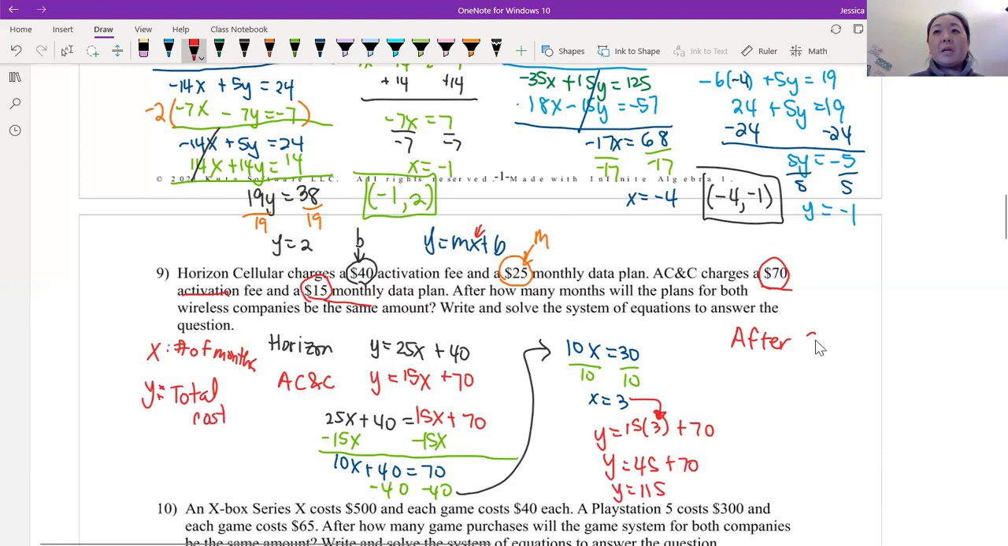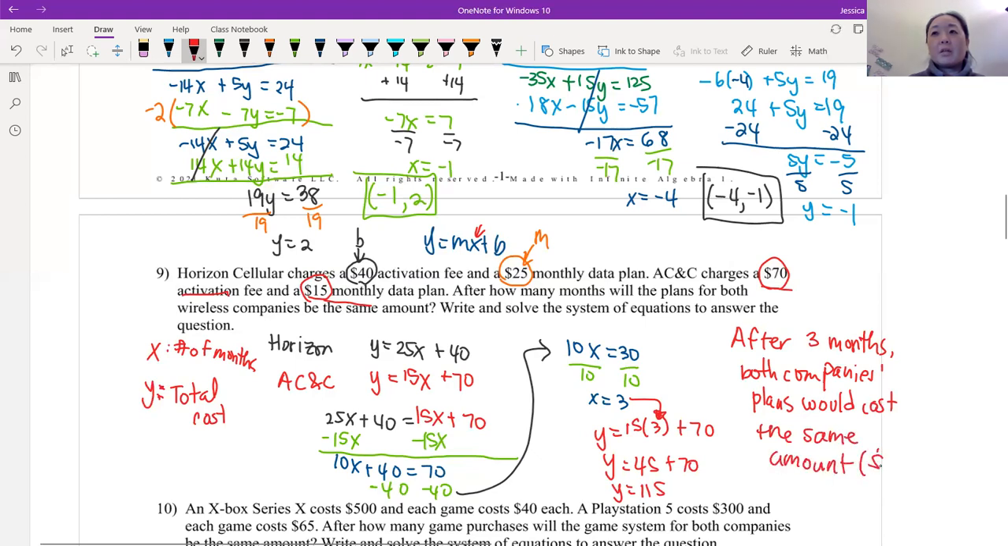So after 3 months, both companies, remember this is including the activation fee, both companies' plans would cost the same amount. And I'm just going to put in parentheses what that would be, which is $115. Done.